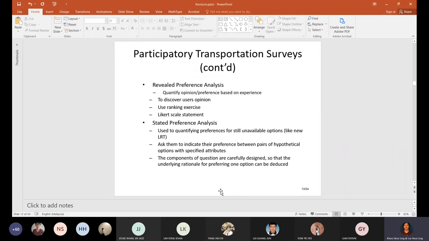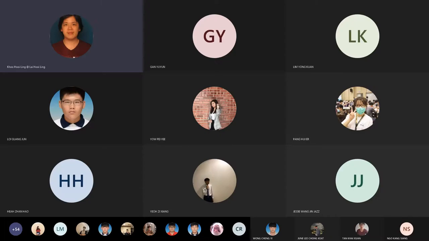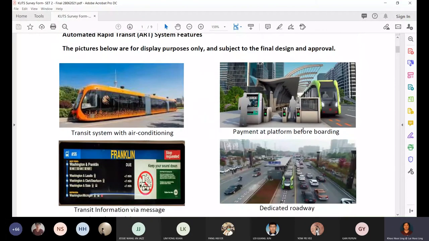So what does this revealed preference analysis mean? It quantifies your opinion or your preference based on experience. To discover the user opinion, we can use a ranking exercise or we can use a Likert scale statement. So what is the meaning of this Likert scale statement? This is the example that I showed you last time, right?